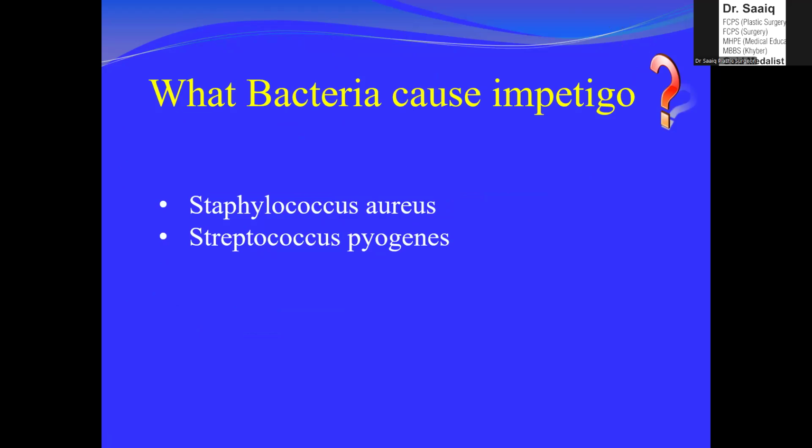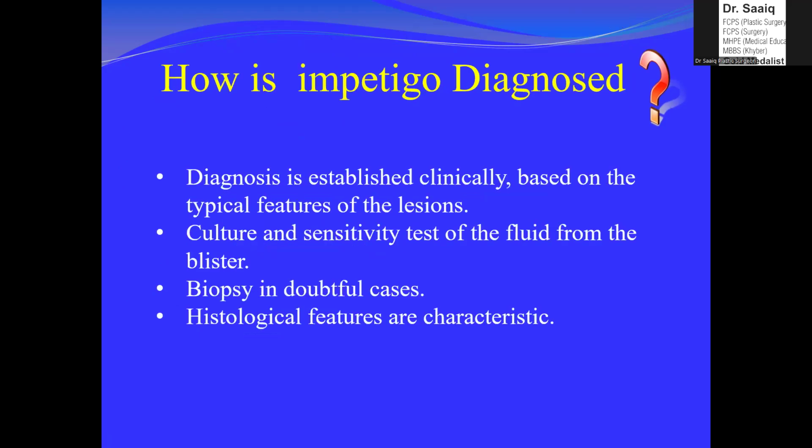These are the two leading forms of bacteria which give rise to the skin lesions: Staph aureus and Strep pyogenes. Diagnosis is usually straightforward, and it is based on the clinical findings of the lesions, which have characteristic features. Rarely we may send the fluid from the blisters for culture and sensitivity, and they usually come out with the same Staph aureus and Strep pyogenes. Very rarely, biopsy of the lesion may be indicated, and the histological features on biopsy are very typical.